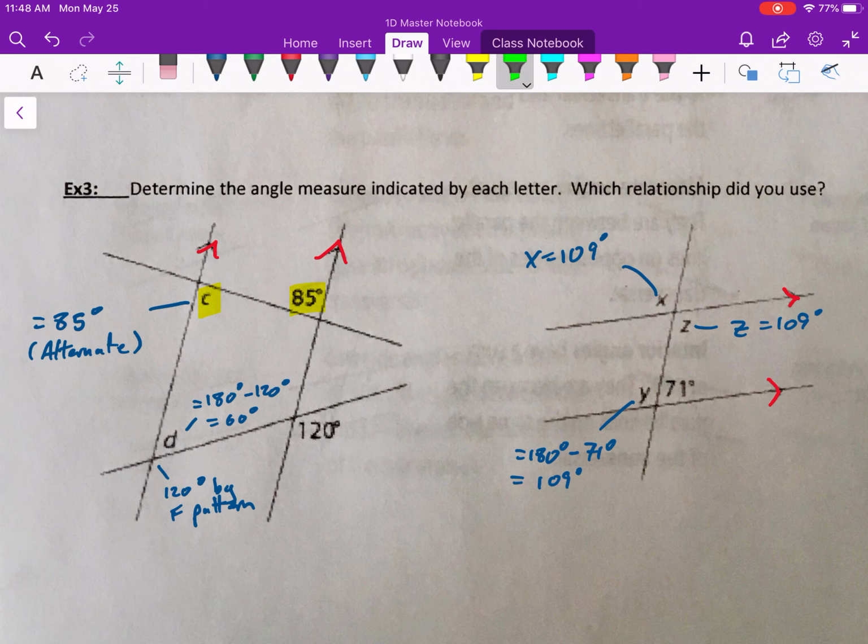For this one, we got 120 degrees, and that means that this angle here is corresponding. It doesn't have anything marked here, but these two angles here, the ones I've highlighted in green, correspond, so they're the same, they're 120. And since this one's 120, that means that this one has to be 60 because these two have to add up to 180.